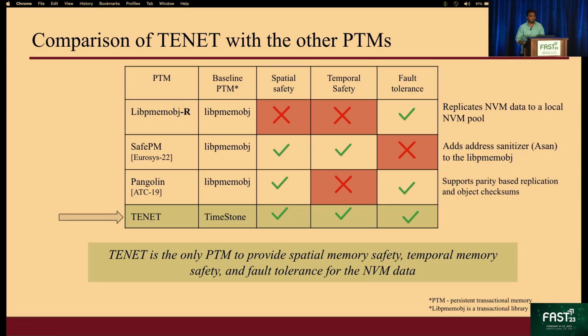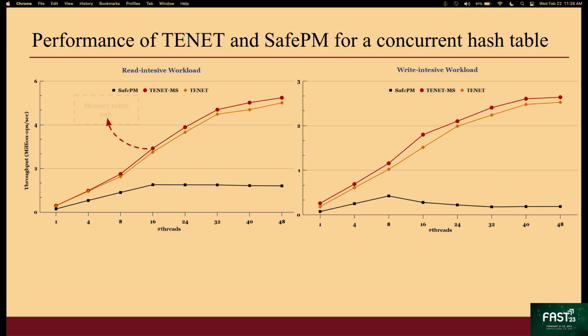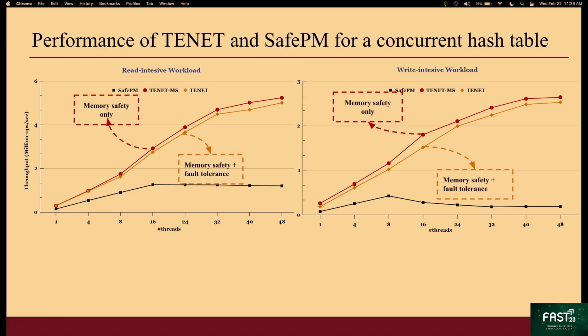But what about the performance? What is the overhead that we are seeing here for TENET? To study that, I'm presenting you 2 figures where we analyze the performance of 2 different versions of TENET and SafePM for a concurrent hash table for a read-intensive and a write-intensive workload. First, let us look at the 2 different versions of TENET. The red line here is the memory safety only version, and the orange line is the memory safety plus fault tolerant version.